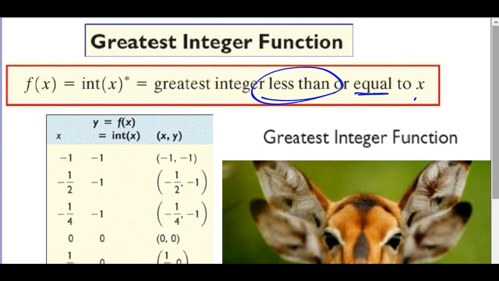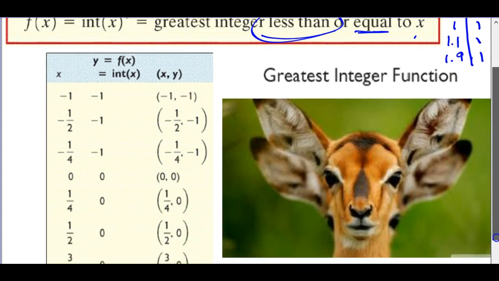So for example, if I were to do a t-chart, which I'm not a big fan of, but sometimes they're helpful. If you let x be 1, the greatest integer less than or equal to 1 is 1. If you let x be 1.1, the greatest integer less than or equal to 1.1 is still just 1. And 1.9, yes, it rounds to 2, but the greatest integer less than or equal to 1.9 is still just 1. Sometimes this is referred to as the step function.